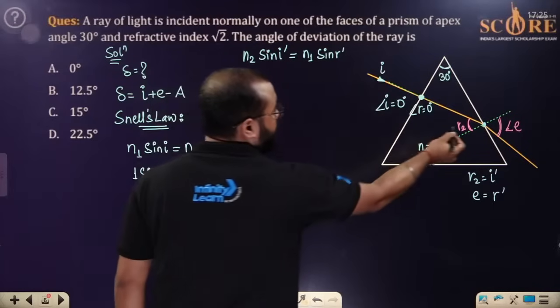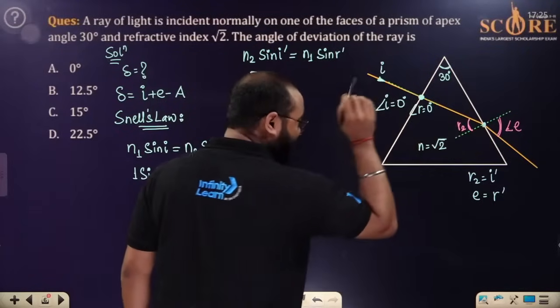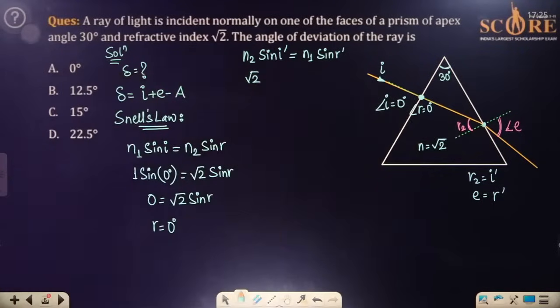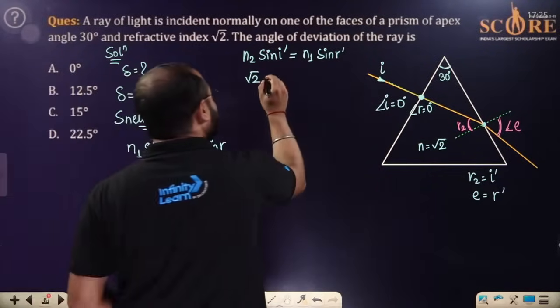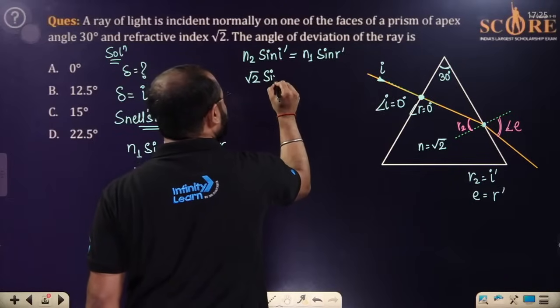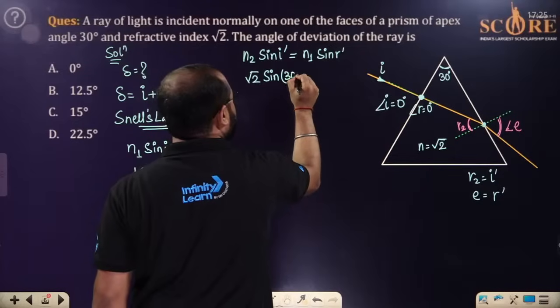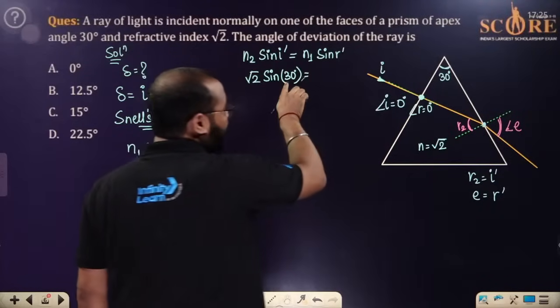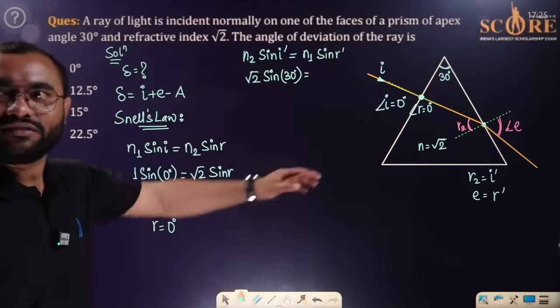What is the value of this? That is a very good question. What is the value of this? Okay, the value of sin incident I will be equal to 30 degree. How it is coming, I'll let you know, do not worry, that is the shortcut only.